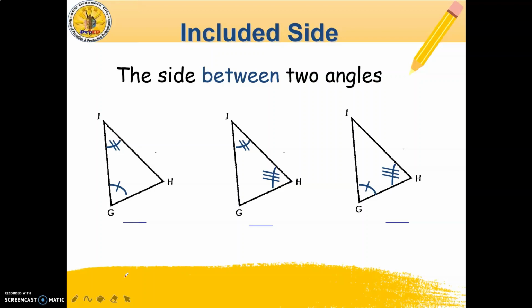Name the included side between the given two angles of the triangle. For the first triangle, the side between the two angles is side GI. For the second triangle, the included side is side HI. And for the third triangle, the included side is side GH.